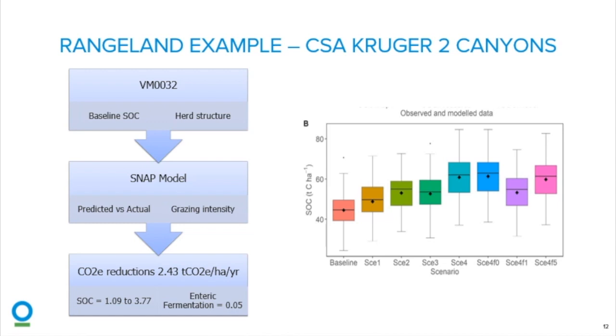Current projections of the model suggest that the restoration activities could lead to a reduction of 2.43 tons of carbon dioxide per hectare per year. These reductions will then be verified by third-party auditors and issued as carbon credits on the VCS registry that the project can then sell to generate further income.